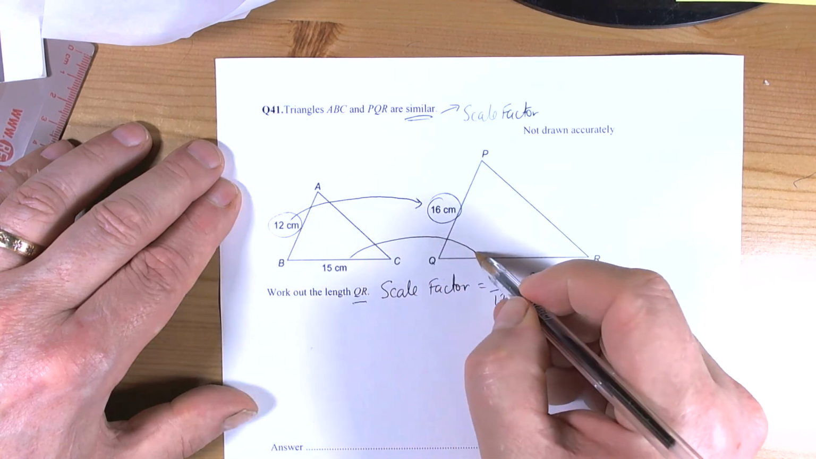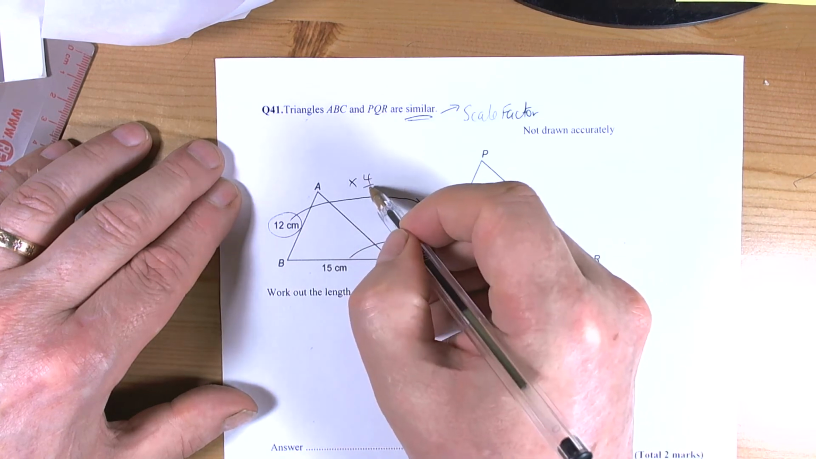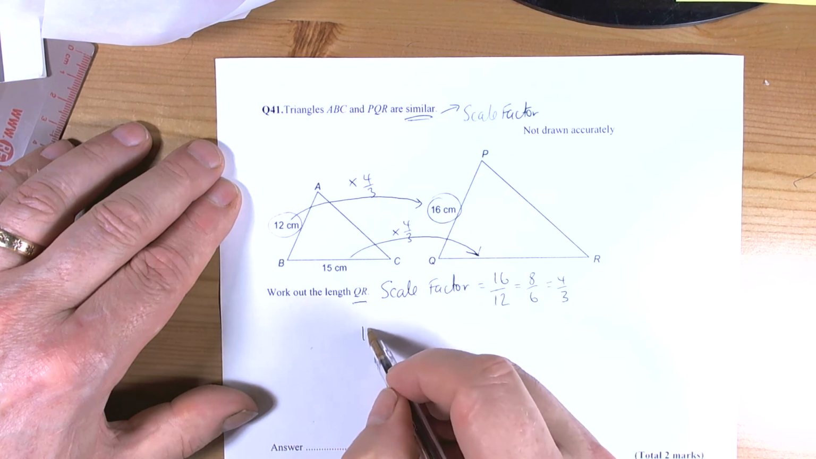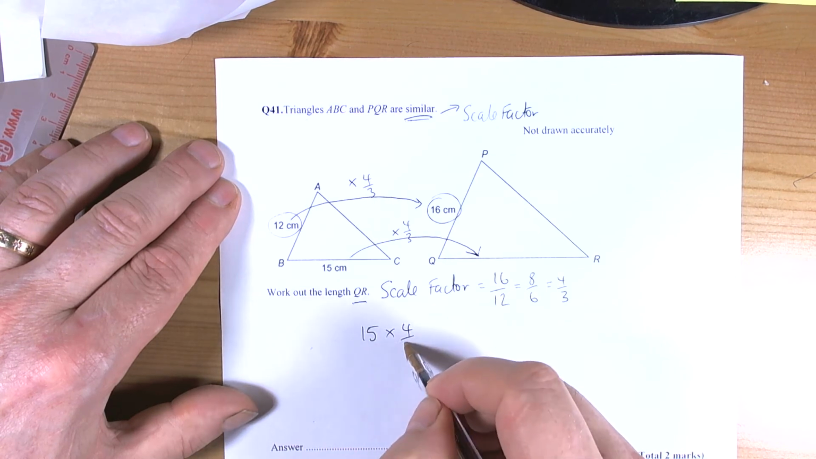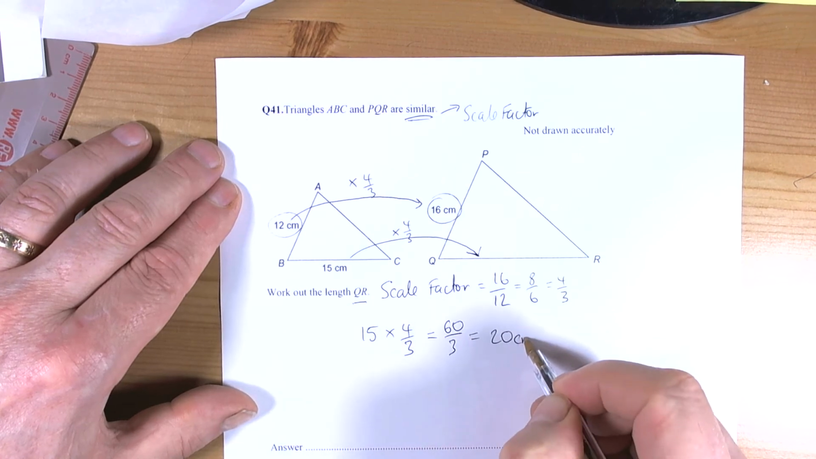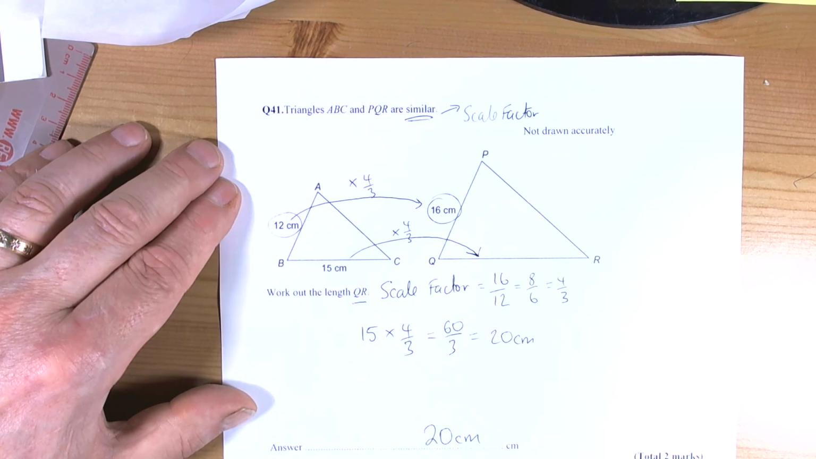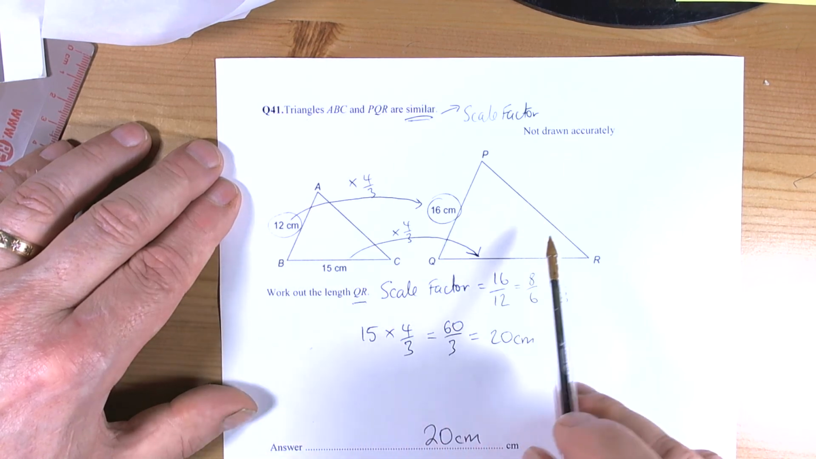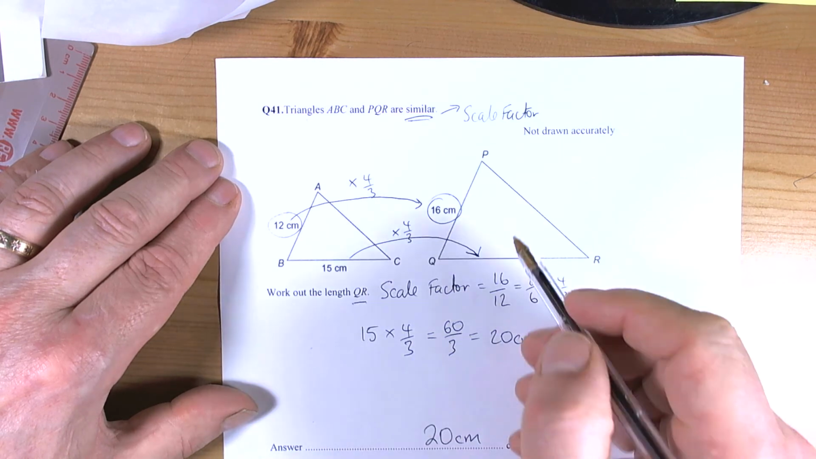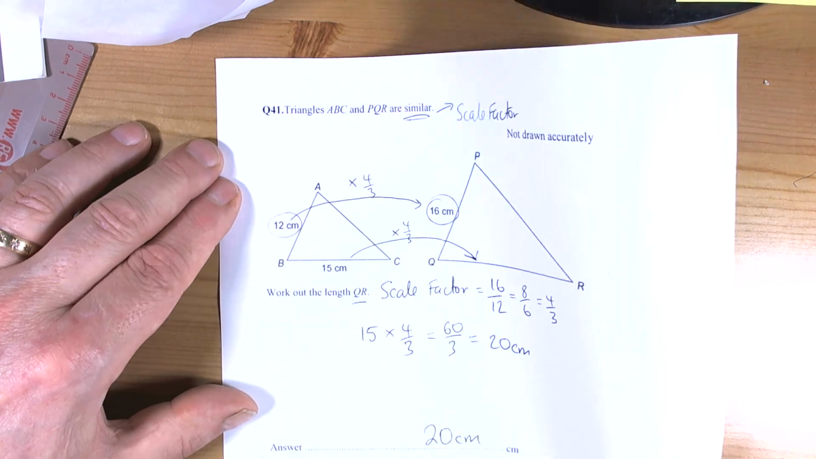So we still want to go from the small shape to the big shape. So we're timesing by 4/3, and so we'll do the same here, times by 4/3. So we do 15 times 4/3, so 20 centimetres. So similar shapes, all about scale factors and working out how you can get from one shape to another. If we wanted to go from the big shape to the little shape, then we would divide by the scale factor instead.